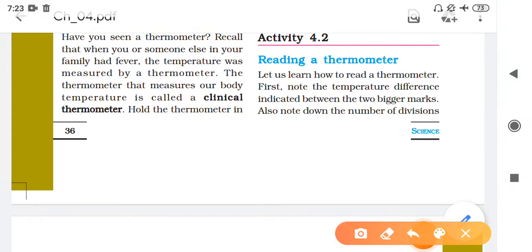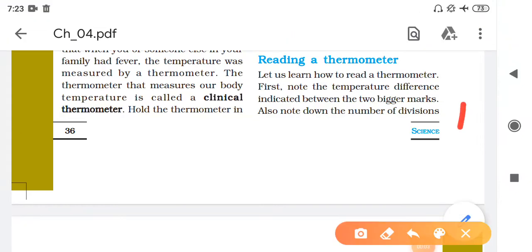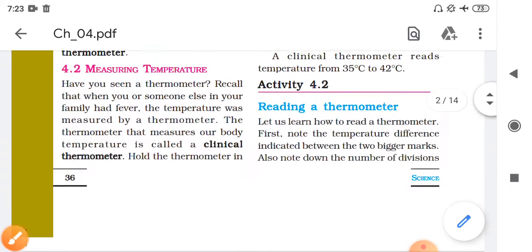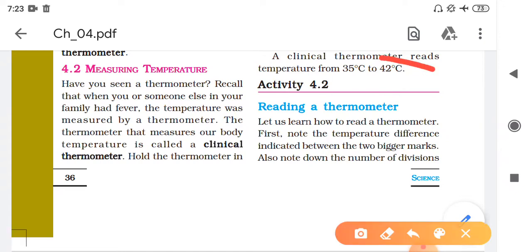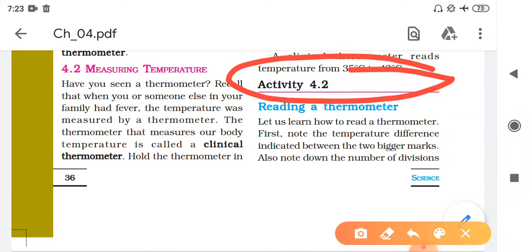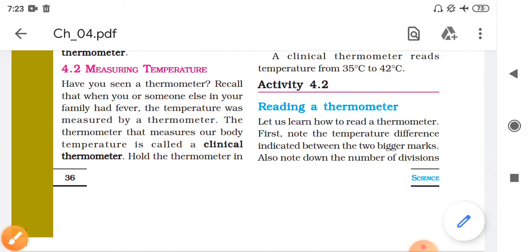So students, I hope you understand about the measuring of temperature with the thermometer. The thermometer which is used for the body temperature is the clinical thermometer. The thermometer that measures our body temperature. हमारे body का temperature के लिए क्या use करते हैं हम? Clinical thermometer. So the range of that is 35 to 42 degree. Okay. Now we should understand how to measure the temperature by using the clinical thermometer.